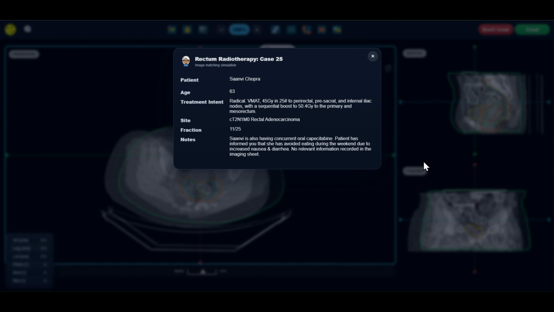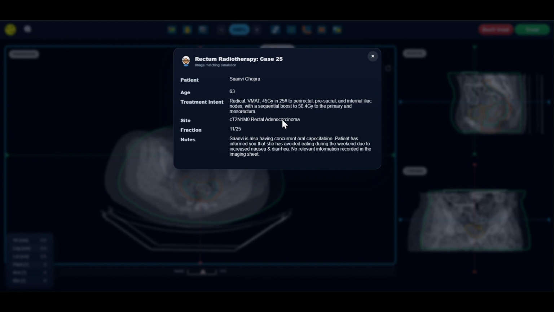So in this case, where the patient has had 11 fractions already, if they came in with any side effect, we do expect them to have those side effects just because they're halfway through the treatment, or almost halfway through the treatment. All right, so let's move on to the next bit.